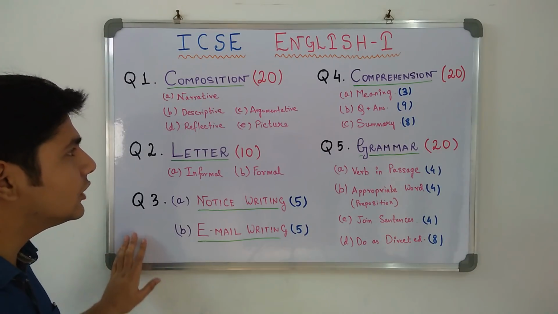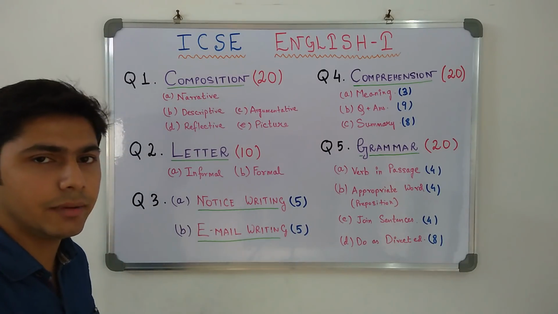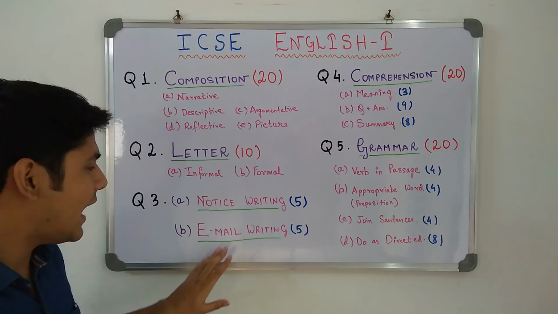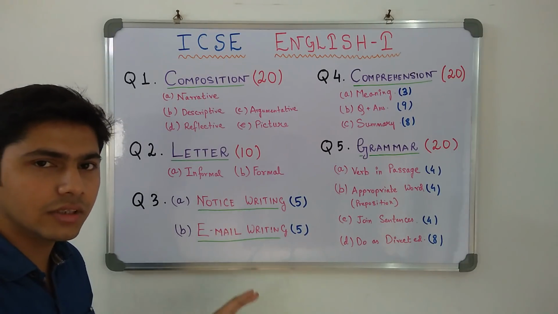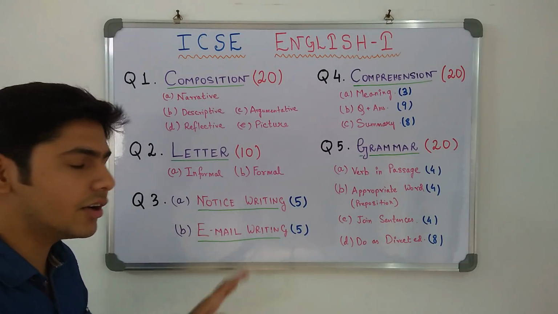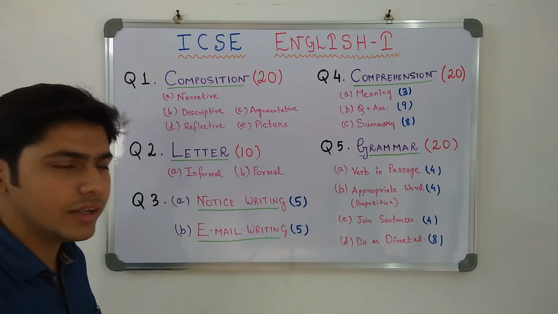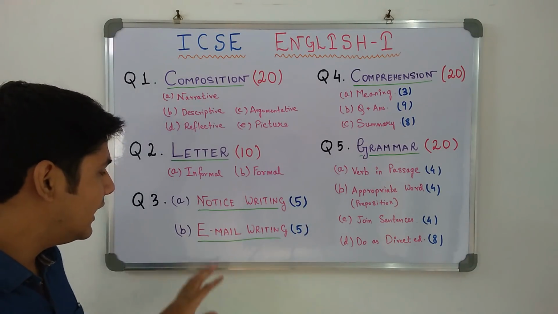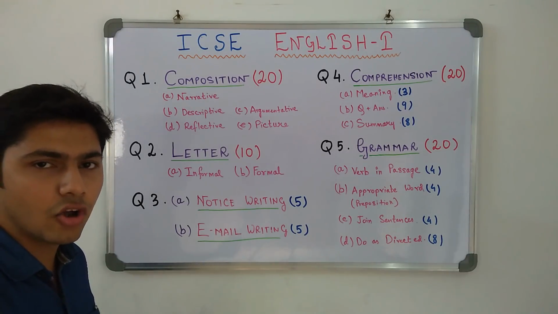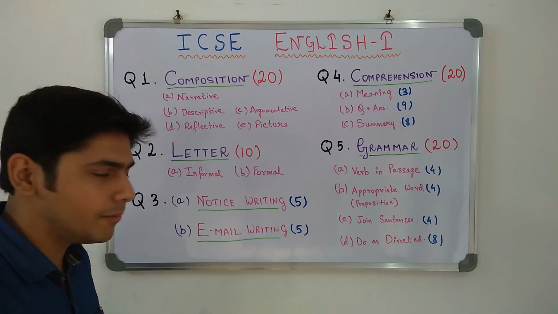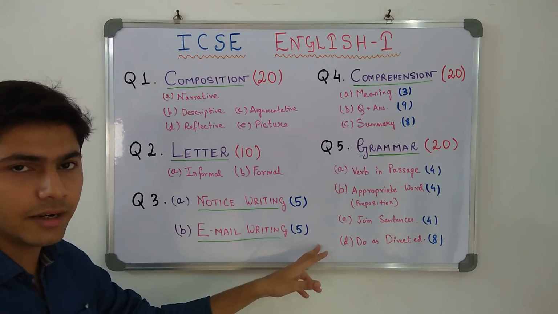Question number 3. Now question number 3 is a new inclusion in the English 1 paper. You have a notice writing and email writing. Both of the things are new. This is the first time that ICSE has introduced them. Notice writing, a topic will be given and you have to write a notice that is worth 5 marks. Email, same thing. A topic will be given and you have to write an email. This is also worth 5 marks.